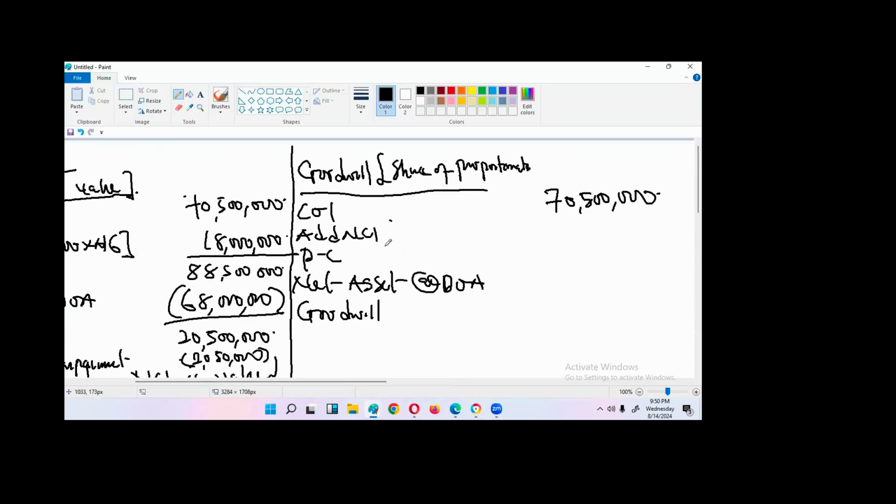But the NCI here now is based on the net assets, 68,000 times 0.25, because it is share proportionate. Share the net asset based on the proportion. Net asset method. So what does it give us? 17. Thank you, my sister.